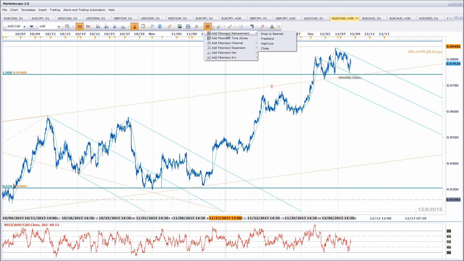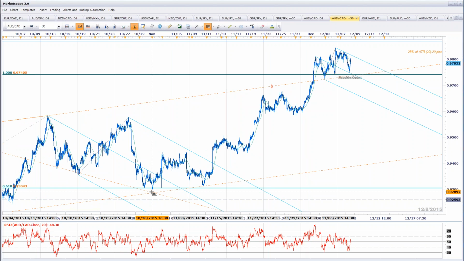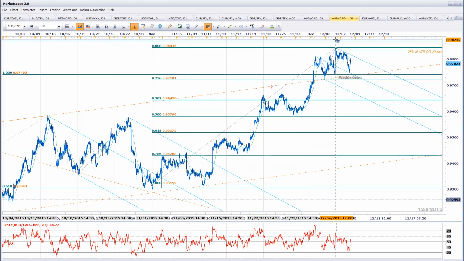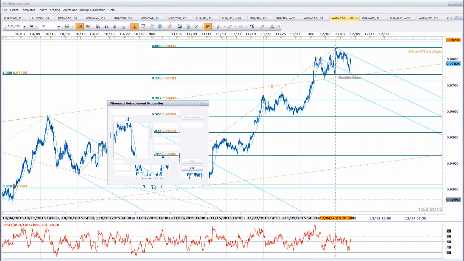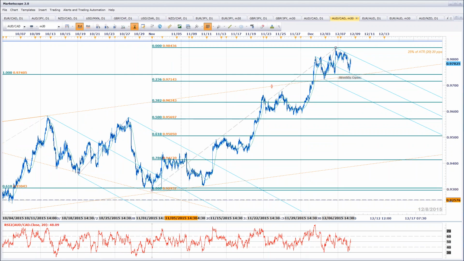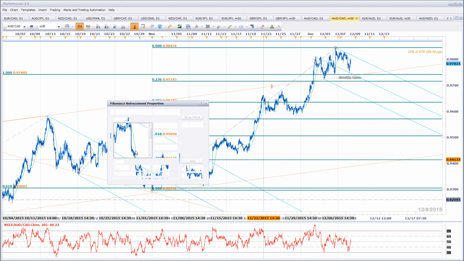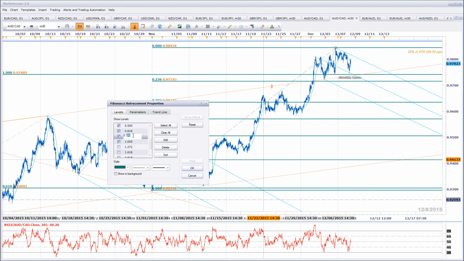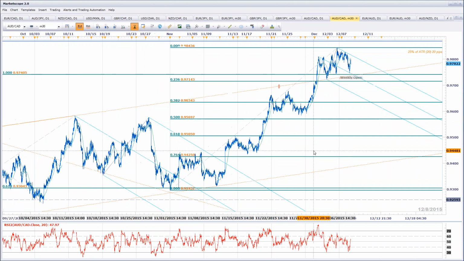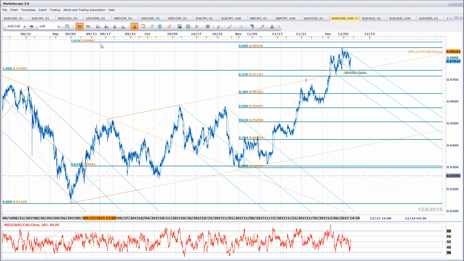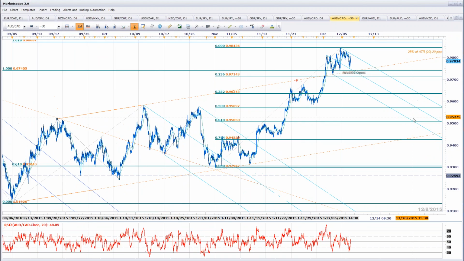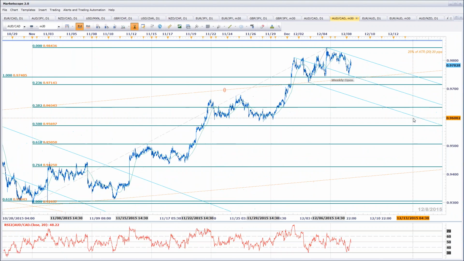Let's take a quick retracement off the low. 50 lines up pretty nice. That 618 lines up pretty nice. We'll check this up to 764. Okay, so it could be the play.